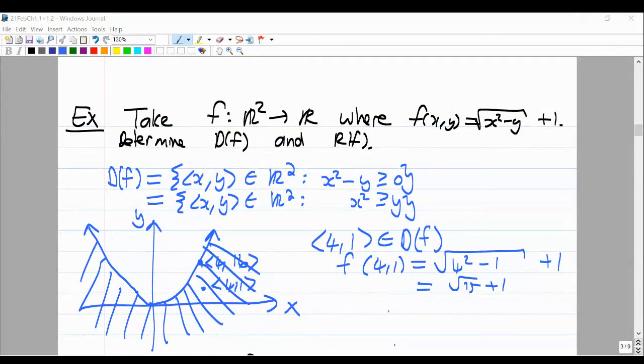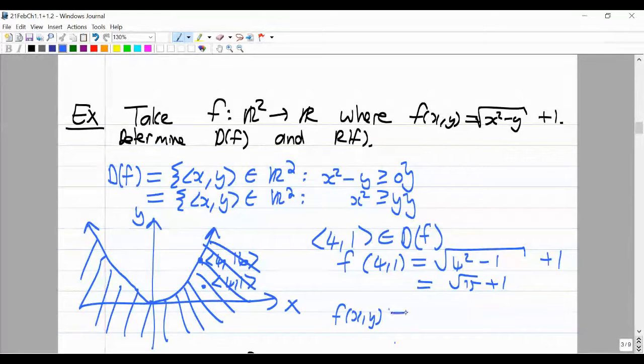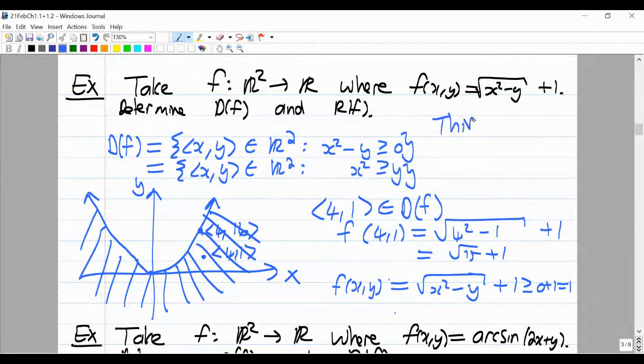And the range, well, looking at this function, what is the smallest value that this function can be? Can anybody tell me in the chat? So that is the domain. Yep. So the square root is at least zero. So this is greater or equal to zero plus one plus one. So we see that the smallest that the function can be is one. So we think that the range will be this interval.